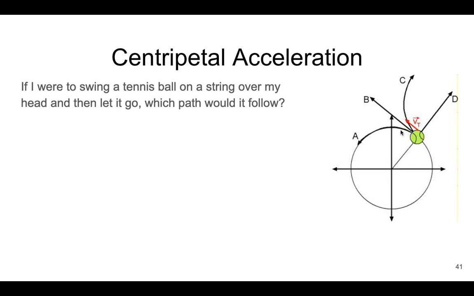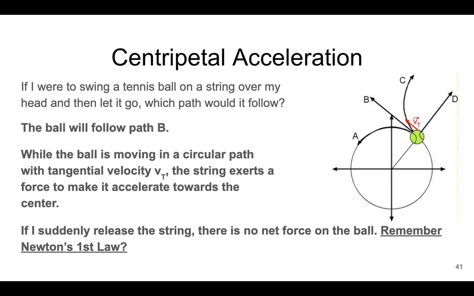Is the ball going to keep going like this in path A? Is it going to fly off like this in path B? Is it going to fly off like this in path C? Or is it going to fly off this way, path D? One of these is correct, not a trick question. The correct answer is B. The ball is going to follow that path.